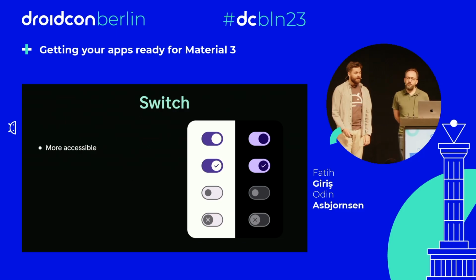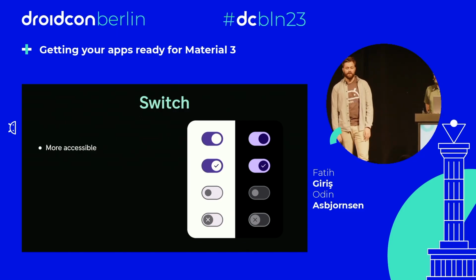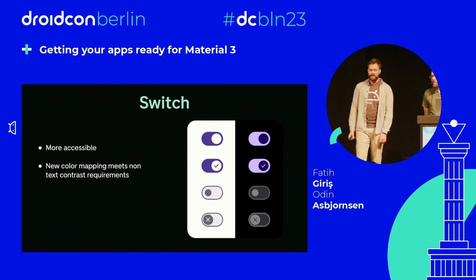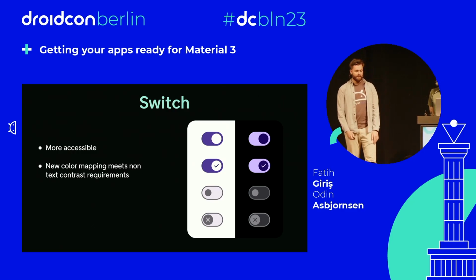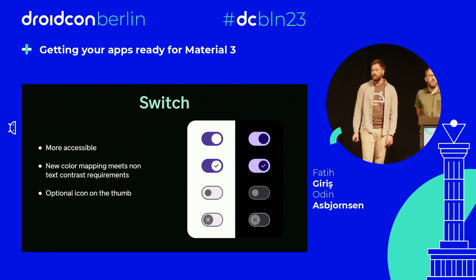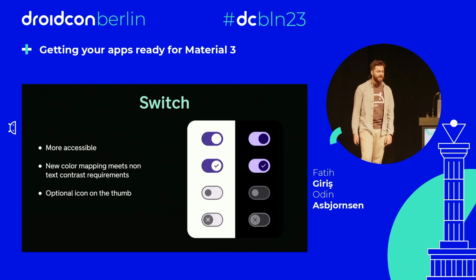Then we also have something called switch in Material 3. This was also in Material 2, but in Material 3 they are considered way more accessible. They have gotten new color mapping, which meets new contrast requirements, and also they have this optional icon on the thumb. This is really nice in Compose. It's just composable, so you can really animate it and have a lot of fun with it. I've seen some really cool animations with this.